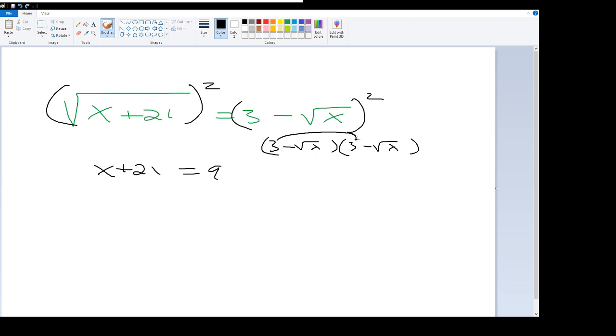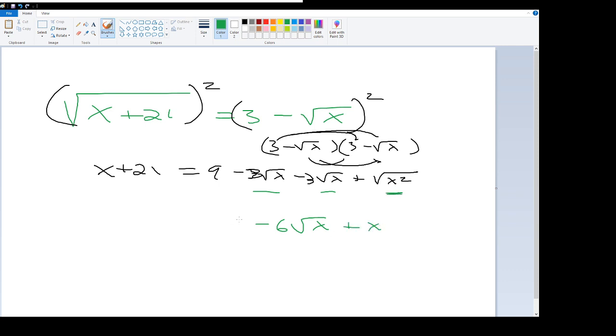So FOIL method, 9 minus 3 root x minus 3 root x plus the root of x squared. And we'll simplify this in a minute. So these two become negative 6 root x. This becomes, well, just x. So x plus 9 is equal to x plus 21.